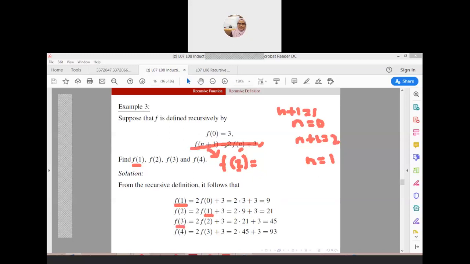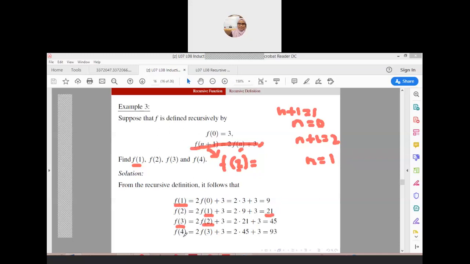We know that when n plus 1 is equal to 3, then n is equal to 2. So 2 f2 plus 3 is equal to 2 times 21 plus 3. How can we get f2? We use the previous value, which is 21, plus 3 is equal to 45.